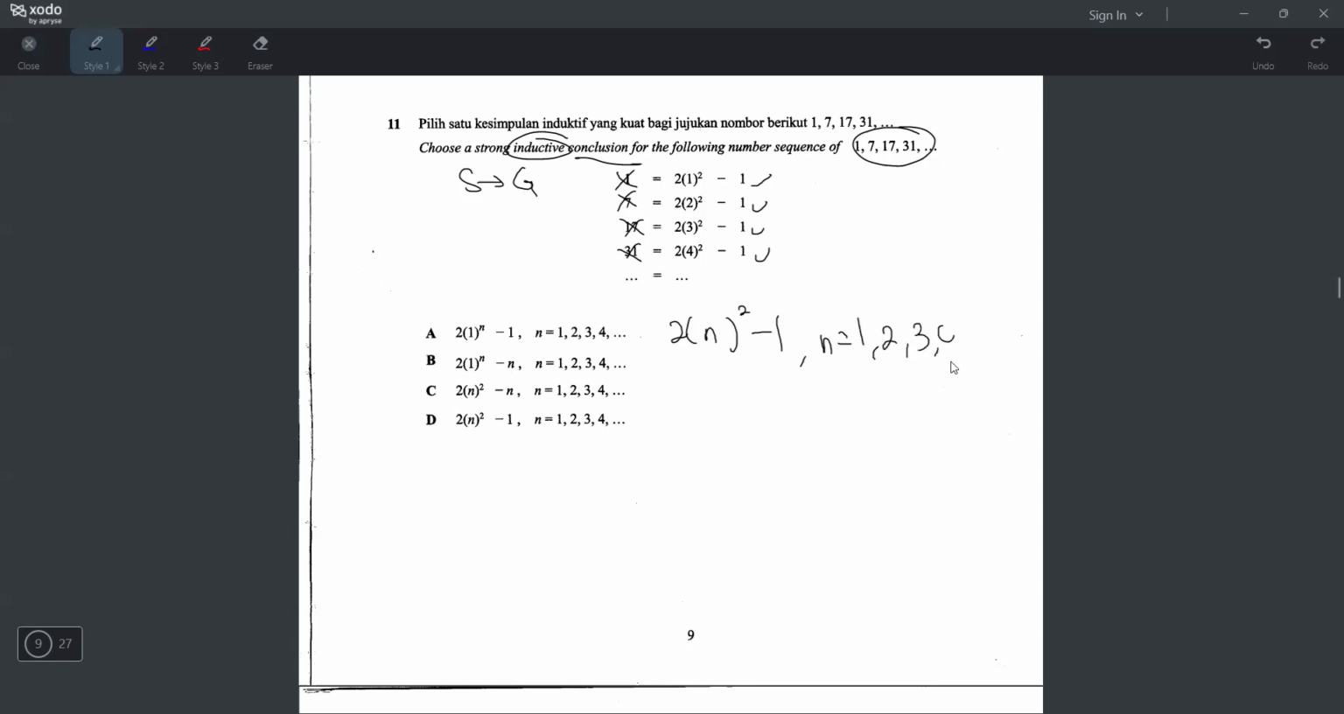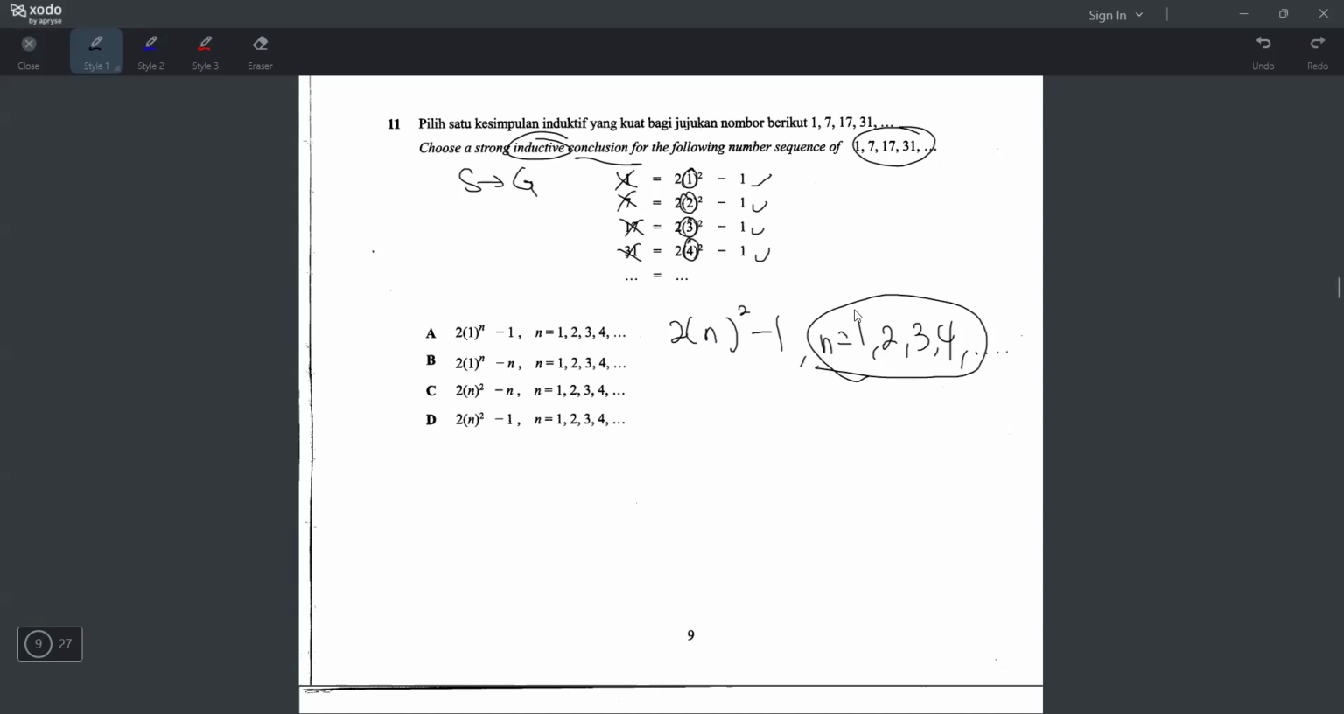But sometimes the numbers here are not 1, 2, 3, 4. For example, if it's like 2, 4, 6, 8, then you cannot straight away write like this, because the n here can only be 1, 2, 3, 4 or 0, 1, 2, 3. I repeat, the n here can only be 1, 2, 3, 4 or 0, 1, 2, 3. It cannot be like 2, 4, 6, 8, right?